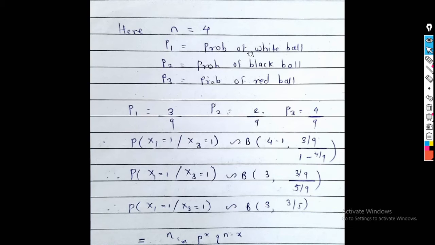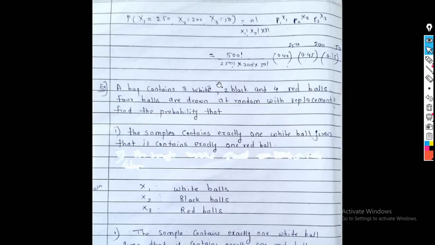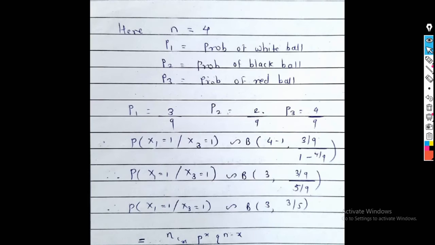P1 is the probability of a white ball, P2 is the probability of a black ball, and P3 is the probability of a red ball. We have to calculate P1, P2, P3 first. P1 is the probability of a white ball. How many white balls do we have? We have 3 white balls among 3 plus 2 plus 4, that is 9. So the probability of a white ball is 3 divided by 9, the probability of a black ball is 2 divided by 9, and the probability of a red ball is 4 divided by 9.